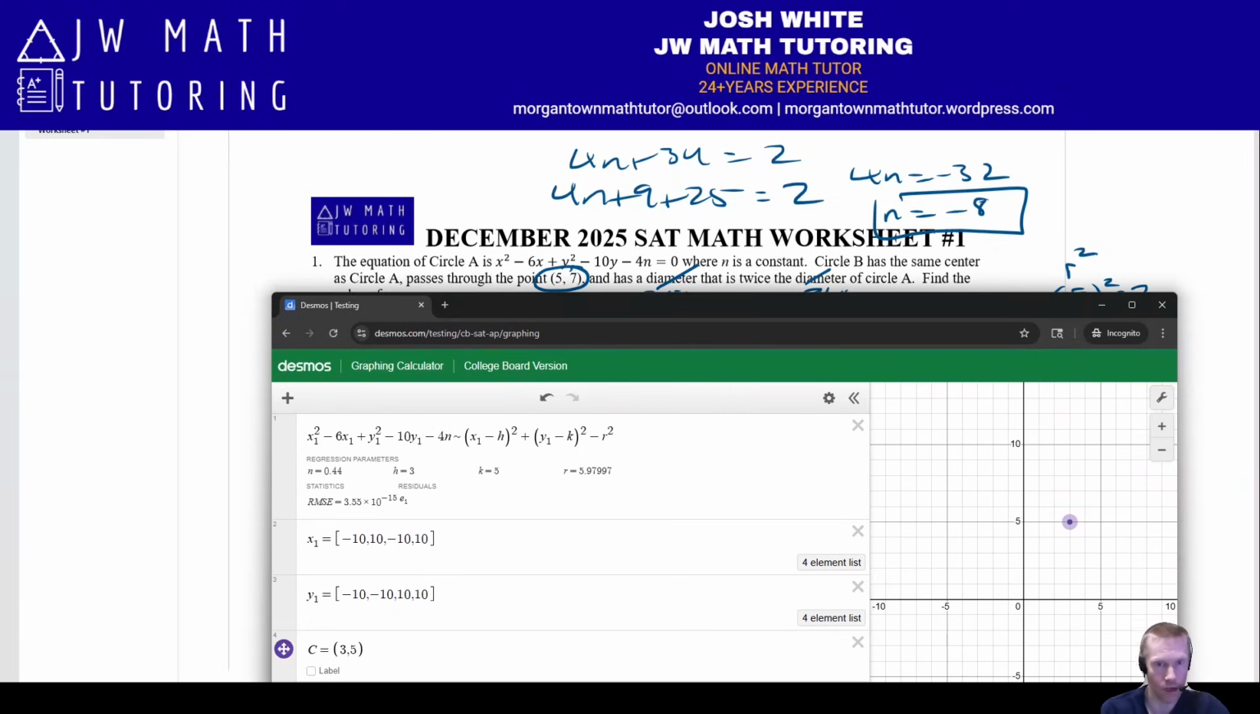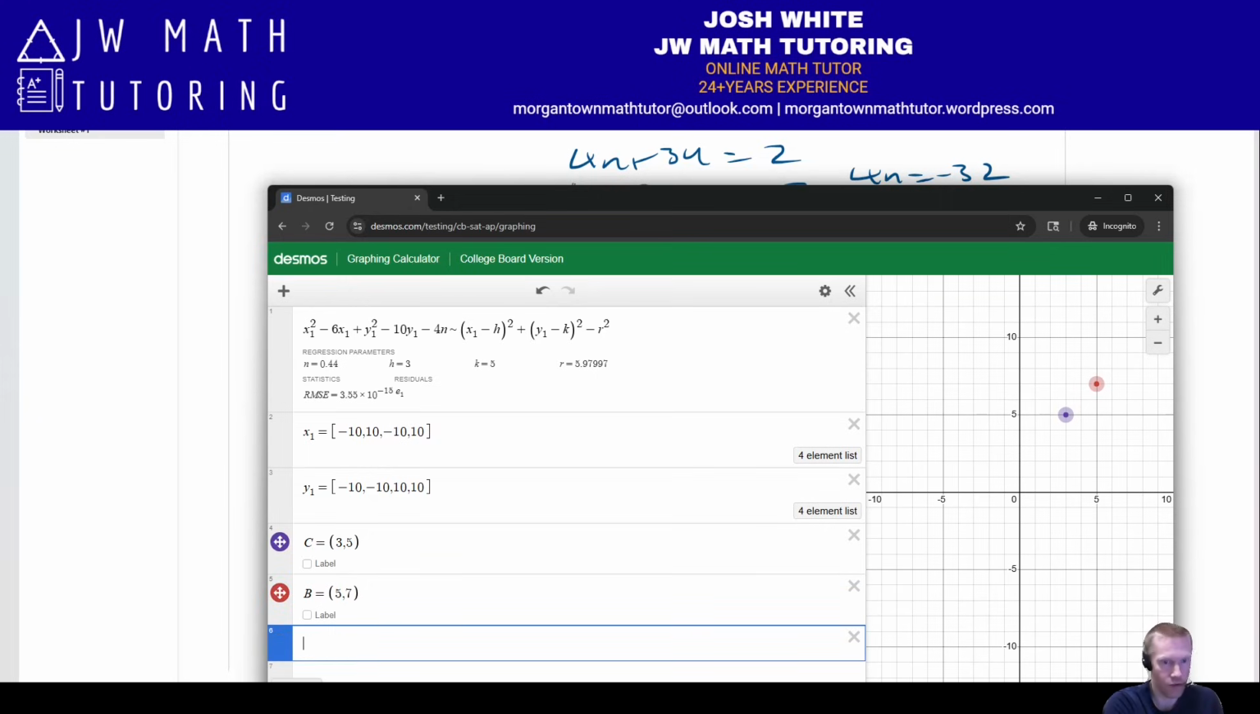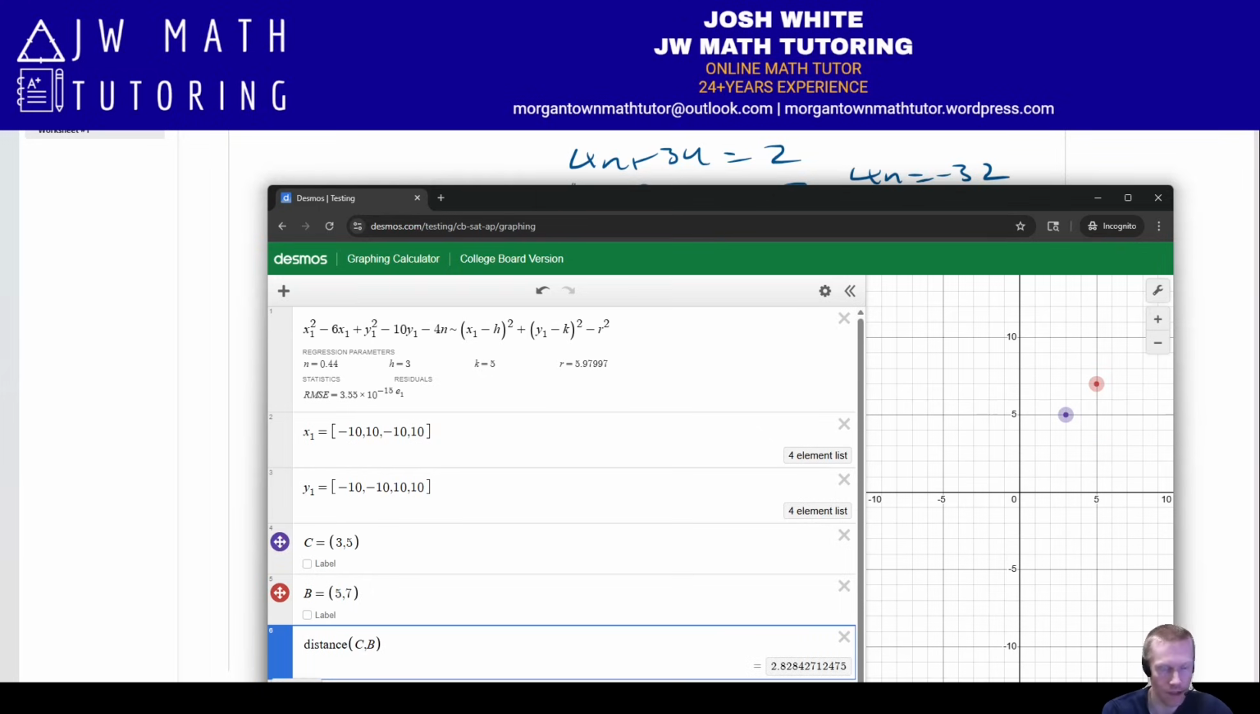So in other words, I'm just going to call this capital B for the point that's on the circle, and I'm going to find the distance between those two. I just defined these as letters, so I didn't have to type them all out. There we go. That is the distance between these two points, i.e., this is the radius of circle B.